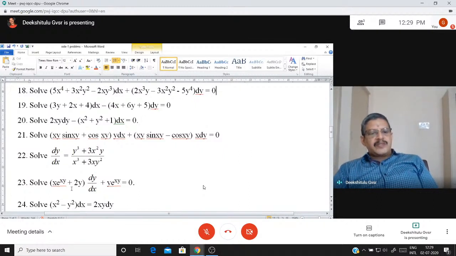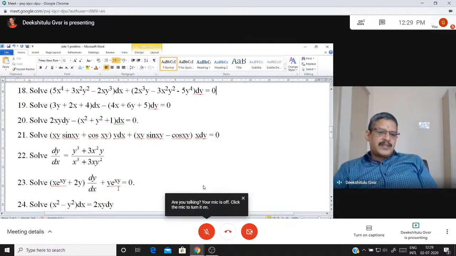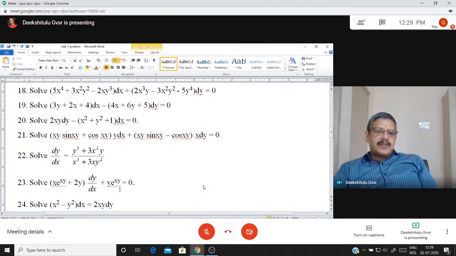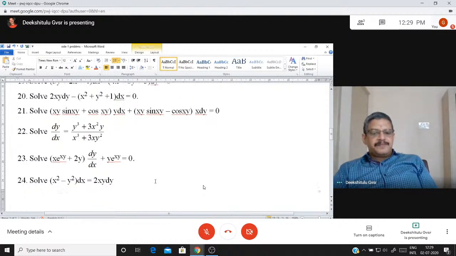Solve (x e power xy plus 2y) dy by dx is equal to y e power xy. So if you first divide this by e power xy, then I think you will get, converting this into linear form. So the last problem is solve (x square minus y square) dx is equal to xy dy. This also can be solved using exact differential equations.